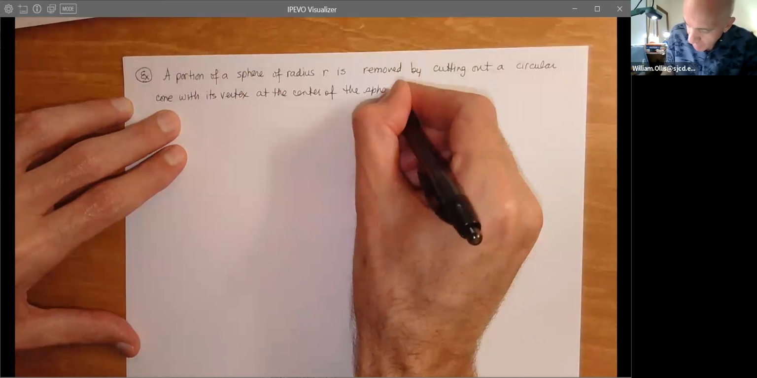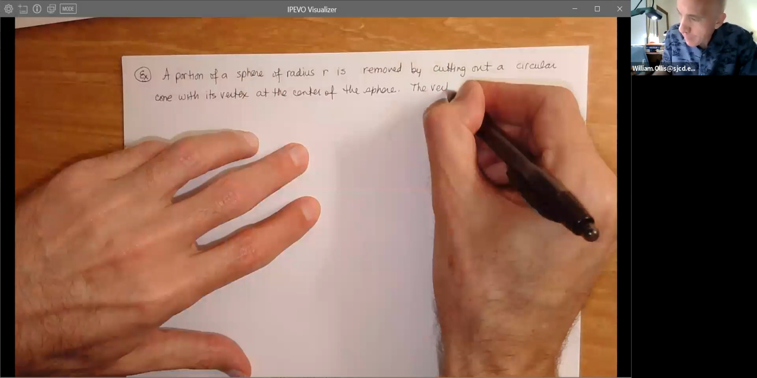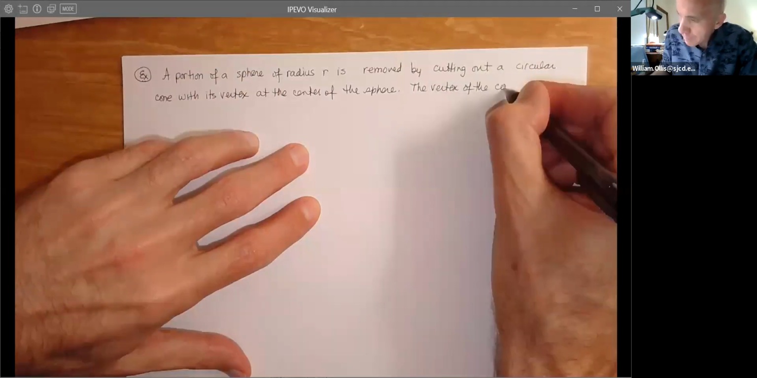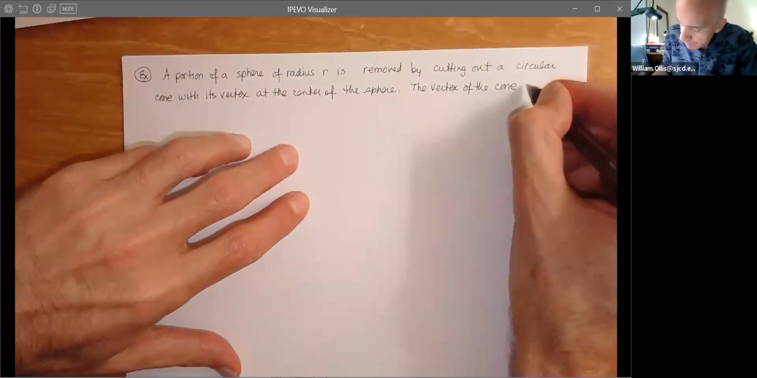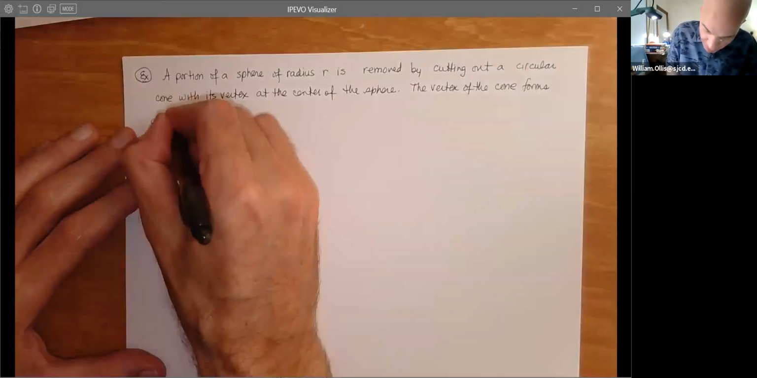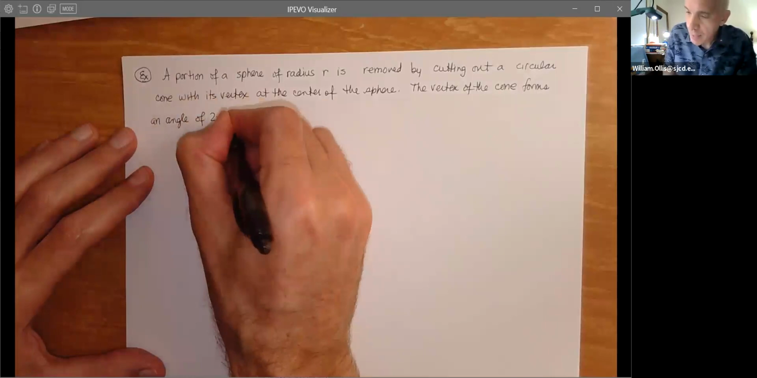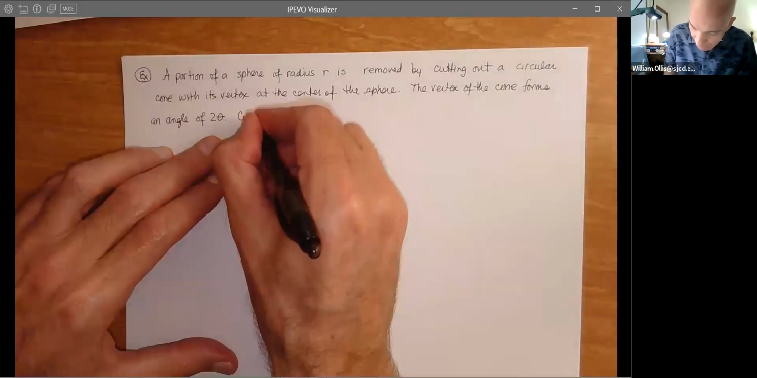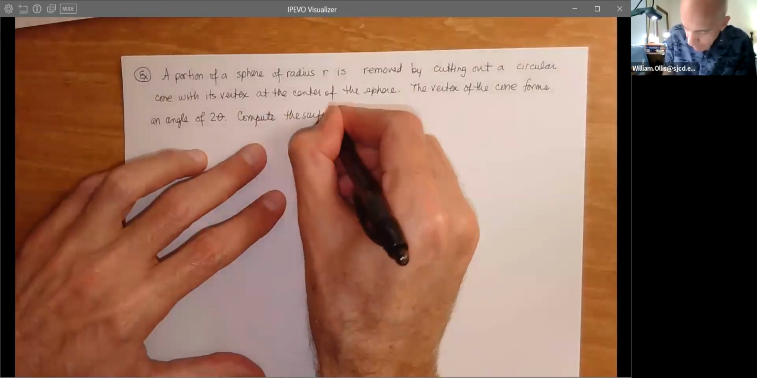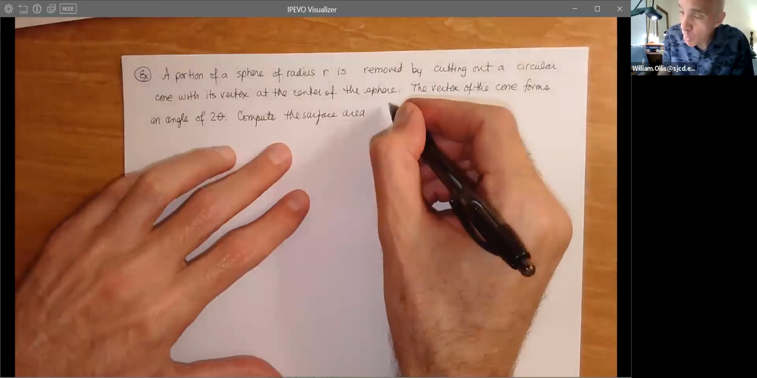So again, it's symmetrically distributive. The vertex of the cone forms an angle of 2 theta. So they gave you nice numbers. Then it says compute the surface area removed from the sphere.